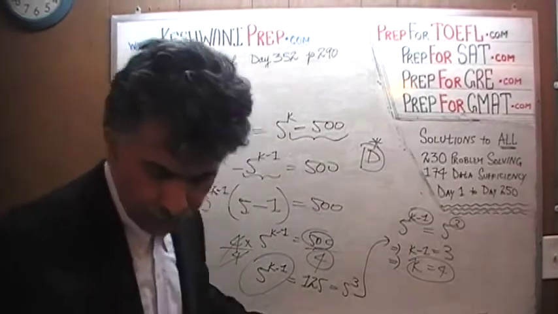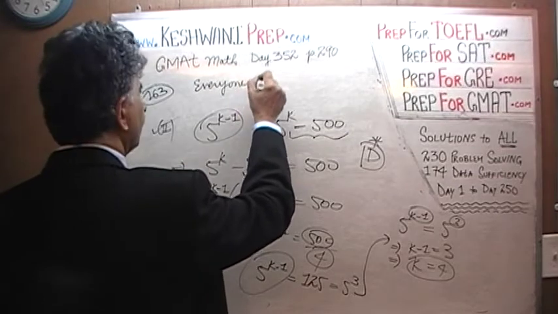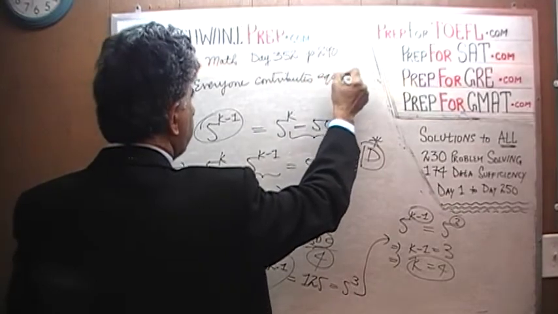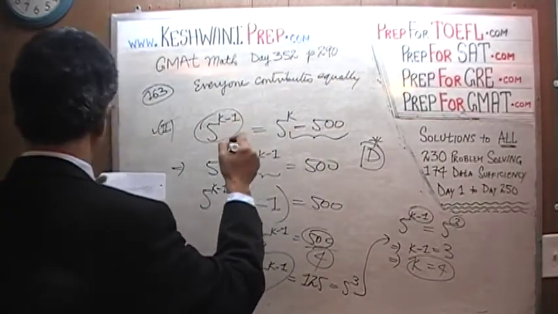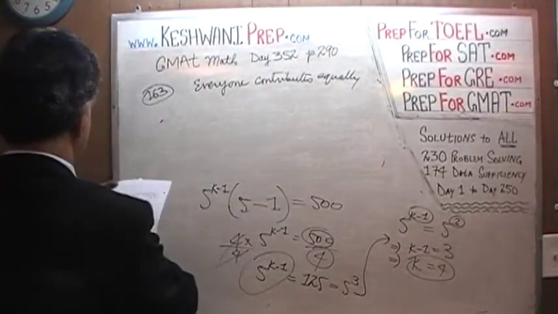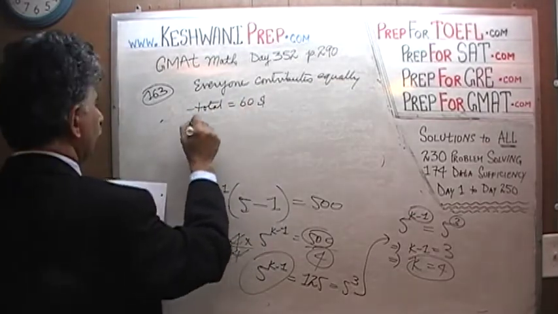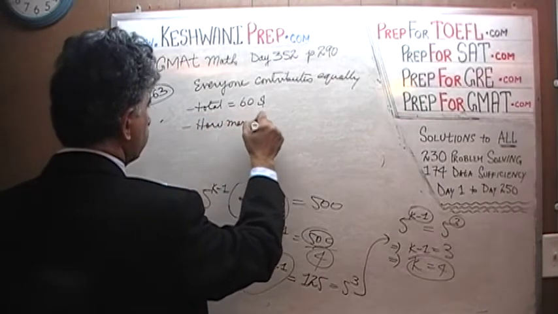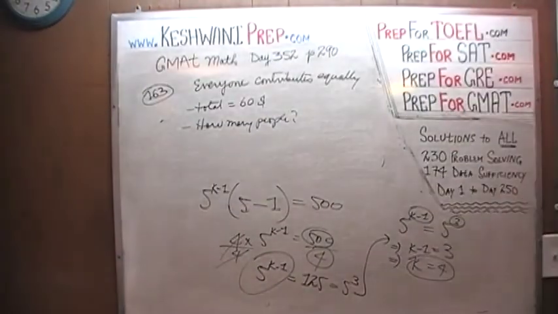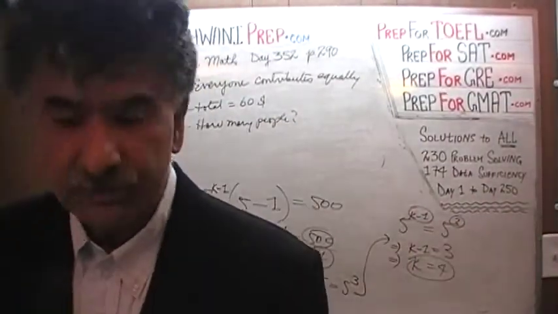In 163 we are told that everyone contributes equally. We are also told that the total amount that we collected was $60. The question is, how many people? I'm going to change this marker also. This marker is also dying.